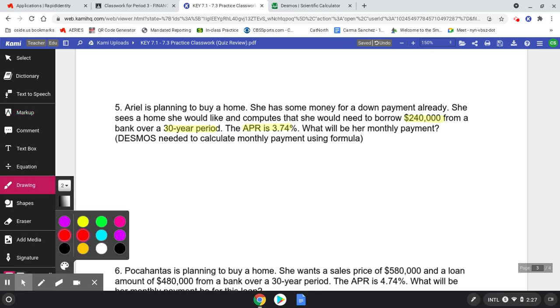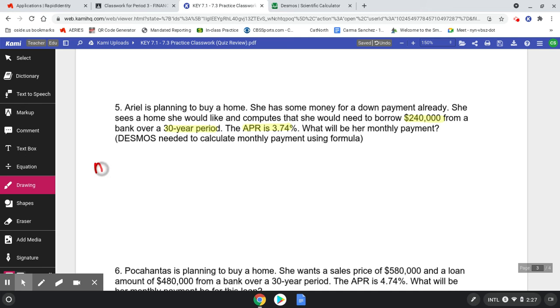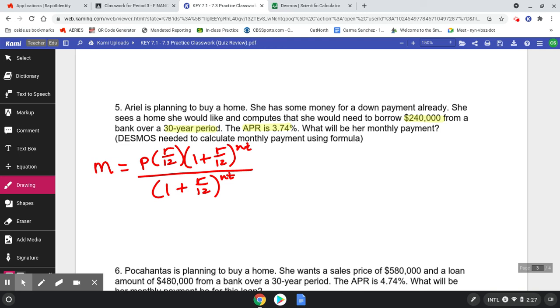So here we go with the big bad monthly payment formula, where we're going to go principal times the rate over 12 times 1 plus the rate over 12 to the power of n times time, all over 1 plus the rate over 12 to the nt minus 1. So here I go plugging in my principal, the loan amount that I'm borrowing, that we're about to put in Desmos, is $240,000.